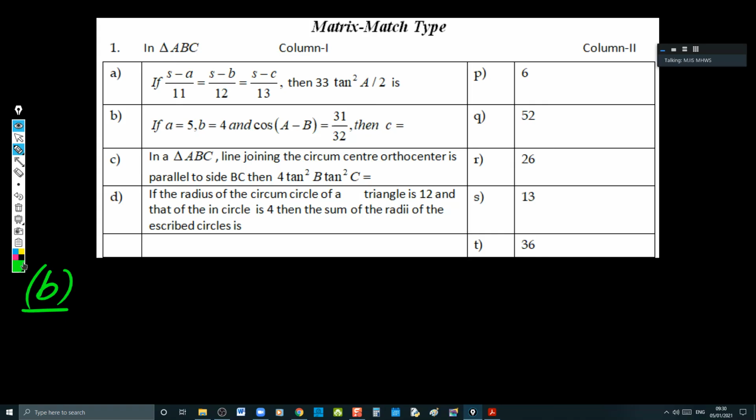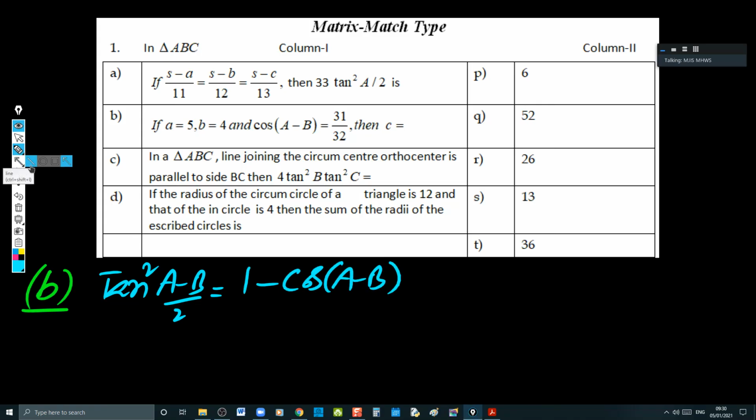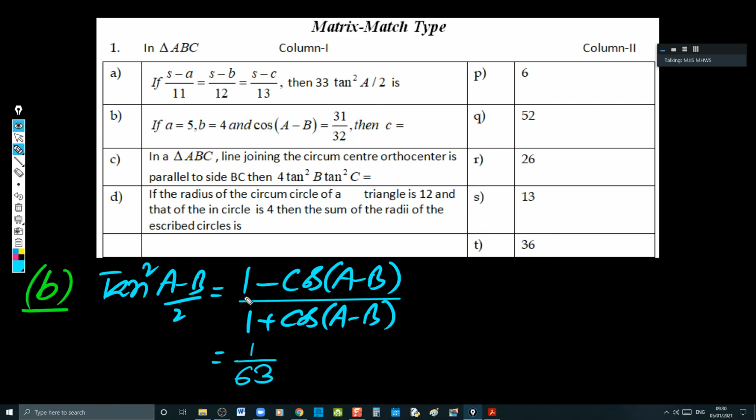Let me write tan of A minus B by 2 from this, please. Tan of A minus B by 2 square, I'm taking the trigonometry formula: 1 minus cos of A minus B whole divided by 1 plus cos of A minus B. See the advanced level, how those trigonometric formulae are frequently used. Just understand that. Cos of A minus B is 31 by 32, 1 minus 31 by 32 divided by 1 plus 31 by 32. Numerator is 1 by 32, denominator is 63 by 32. So 1 upon 63 is tan square A minus B by 2.